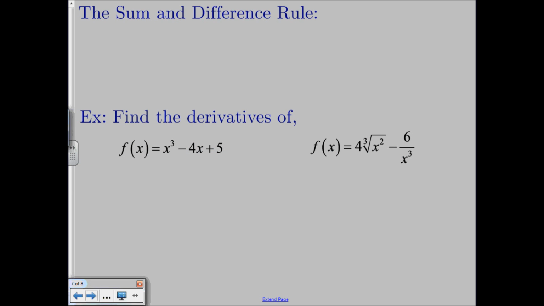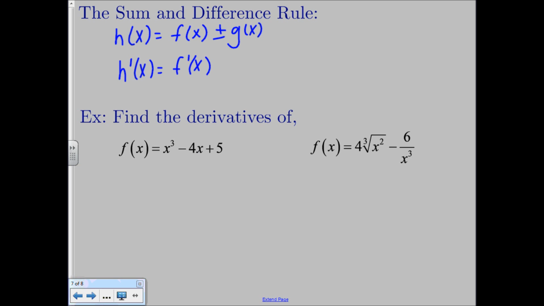Okay, so now we have the sum and difference rule. Say we have this function h of x, and all it is is f of x plus or minus, it works for either addition or subtraction, another function g of x. If we take the derivative of h of x, or h prime of x, it's going to be the derivative of f plus or minus the derivative of g. In other words, if you're taking the derivative of a polynomial function, you take the derivative of each part of it and then add or subtract them together depending on the signs in between them to start off with. So let's see how that works.